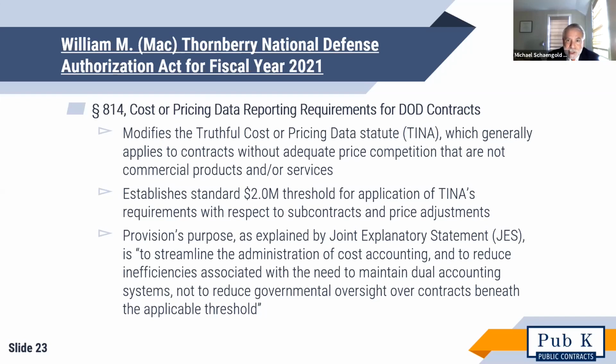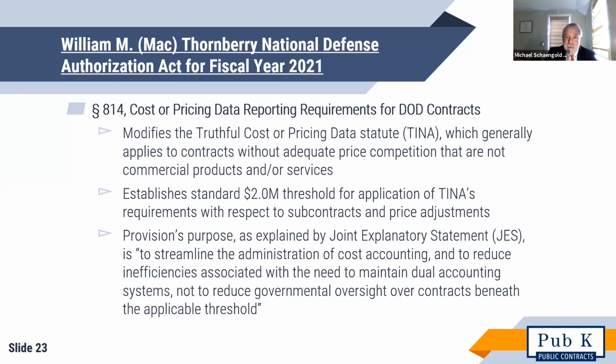Prior to this section's passage, for prime contracts entered into on or before June 30, 2018, price adjustments, modifications, and subcontracts had been subject to a $750,000 TINA threshold. There was a May 31, 2018 DoD class deviation that allowed some contractors to get up to the $2 million threshold. In any event, the takeaway here is that the TINA threshold is now generally $2 million.